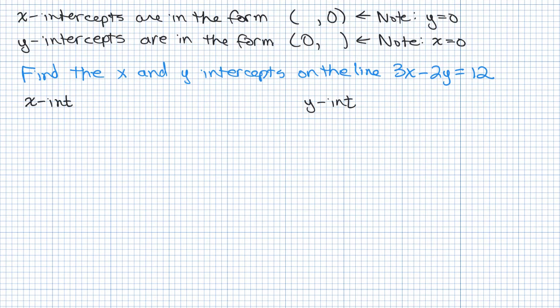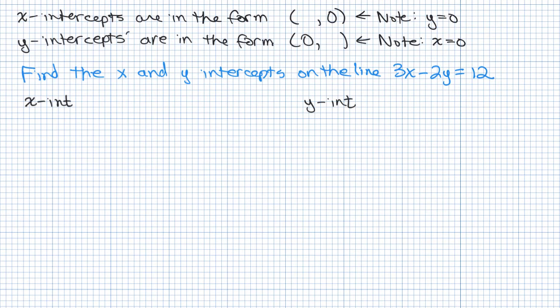All right, so x-intercepts are of the form (something, 0). So we're not sure what the x is going to be. That's what we're going to be looking for. But note that y equals 0 in the ordered pair. And for the y-intercept, there is 0 for the x-coordinate. All right, so here's the problem. Find the x and y-intercepts of the line 3x minus 2y equals 12.